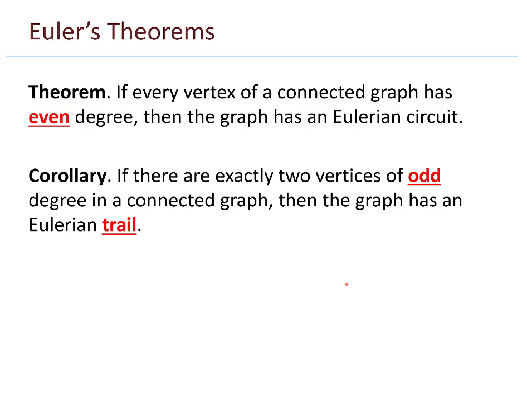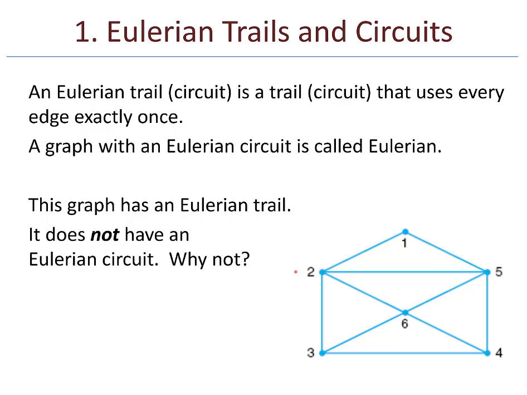Well, here's Euler's theorem. If every vertex of a connected graph has even degree, then the graph has an Eulerian circuit. Corollary: if there are exactly 2 vertices of odd degree in a connected graph, then the graph has an Eulerian trail. So in fact, I'll go back a slide. That's exactly what happened here. Here's a vertex with odd degree. There's a vertex with odd degree. Those are the only 2 vertices with odd degree. So any way that you try to make an Eulerian circuit, you can't do it. But any Eulerian trail must start and end at vertices 3 and 4.